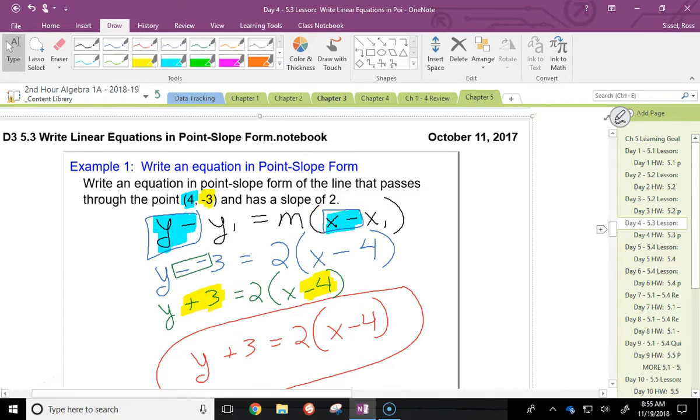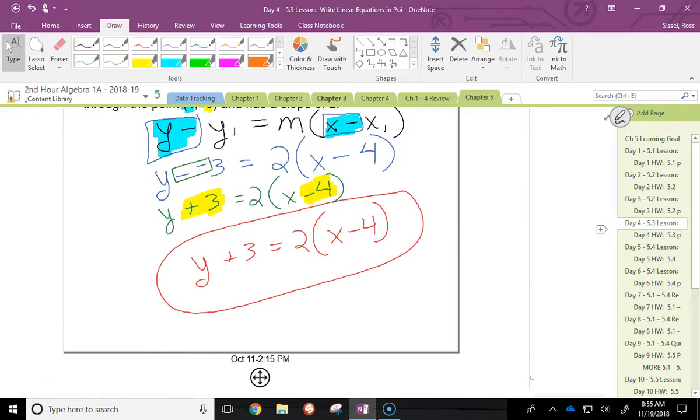So, no, we do not want to distribute that. That's a great question. We don't want to do that yet. You're right. In the future, when we talk about doing something else with point slope form, we will take that step. But when we're supposed to write in point slope form, we do not want to distribute yet.